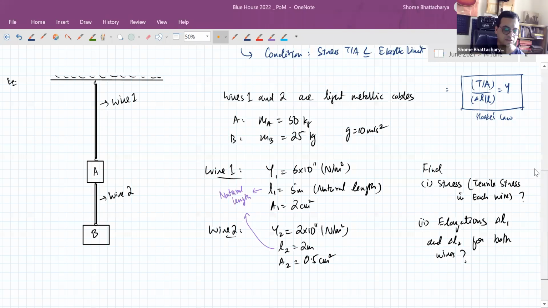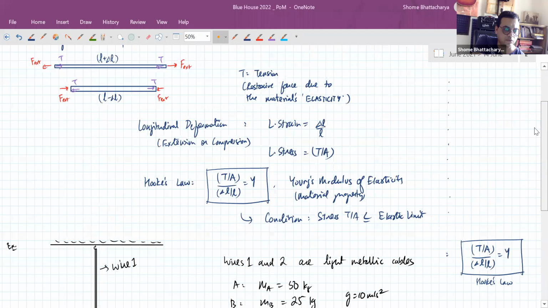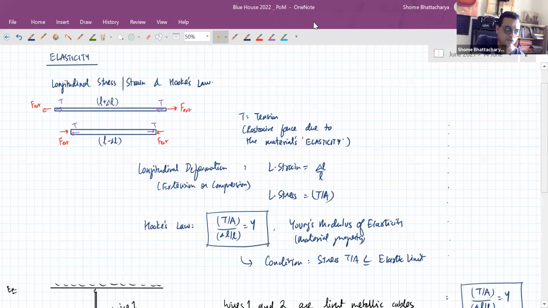Okay, Rakshit, I'm just scrolling up for some time. You can go through this, but as I said, this is there in your previous lecture notes and all. This is what we had discussed, and also we had done a couple of questions of application of this.